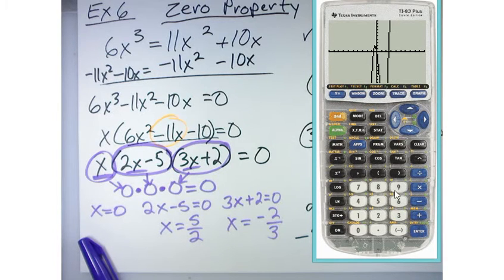There it is. So what we're looking for is where it crosses the x-axis. So I've got some numbers here, I'm going to plug them in. When x equals 0, y equals 0. When x equals negative 2 divided by 3, y equals 0. When x equals 5 divided by 2, y equals 0. Ta-da!